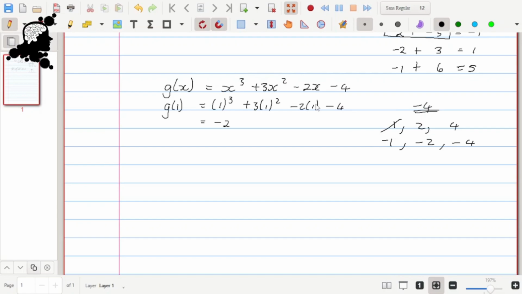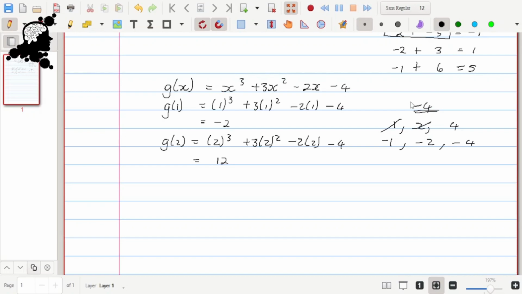Let's try x equals 2. So g of 2 is just going to be 2 cubed plus 3 into 2 squared minus 2 into 2 minus 4. If you substitute this into your calculator, you will get 12 as an answer. Once again, 12 is out. We don't want it, so we don't consider x equal to 2.